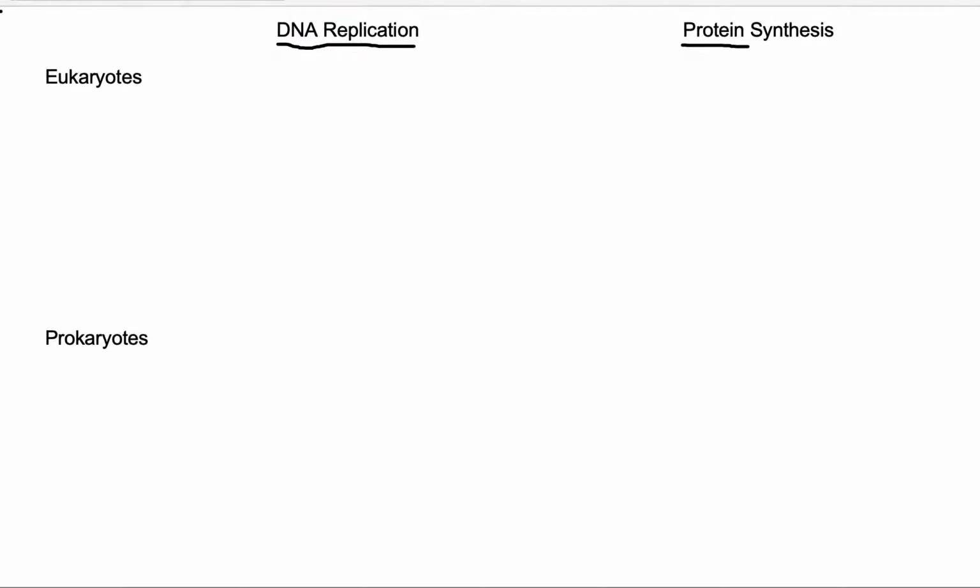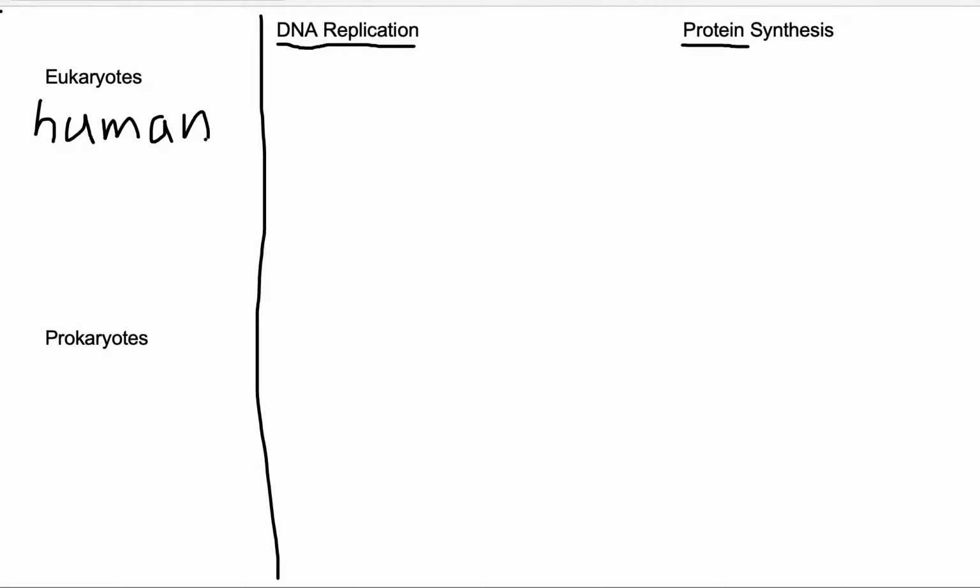But we have a difference in eukaryotes and prokaryotes. So eukaryotes are like human cells. They are our cells. And prokaryotes are things like bacteria.